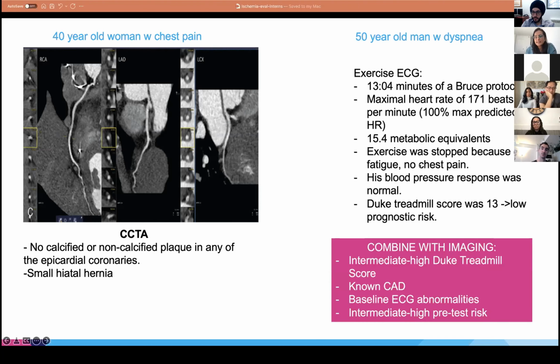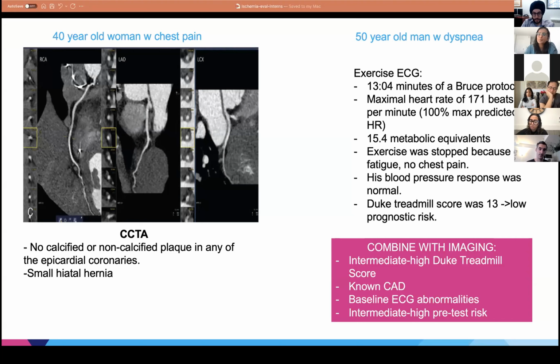When would you consider combining an exercise ECG with imaging? When you have a more intermediate Duke treadmill score. The Duke treadmill score looks at how much time you exercised, whether or not you had any angina or chest pain with exercise, and then also looks at the ST-T changes.